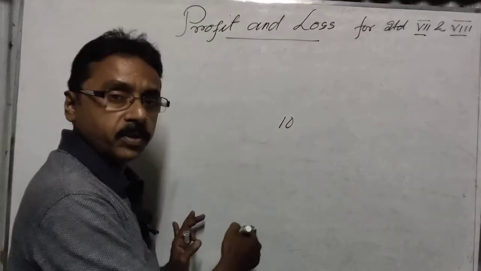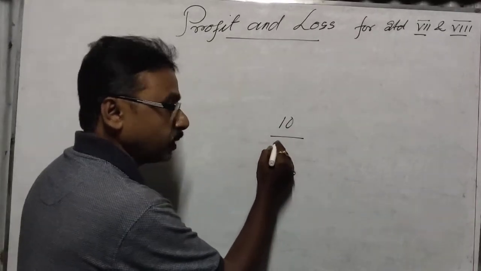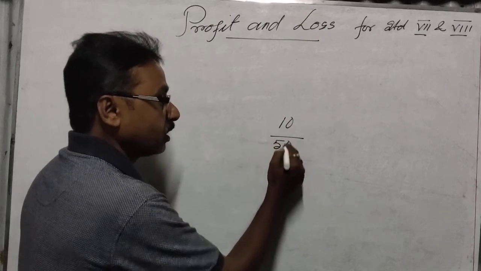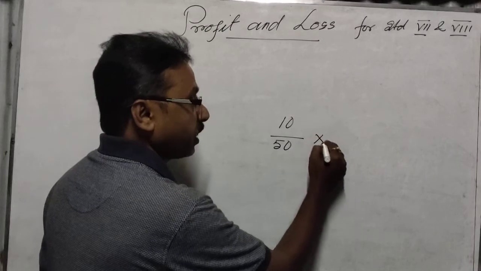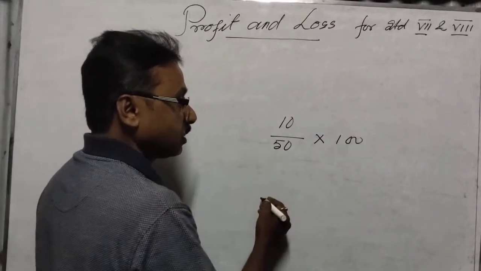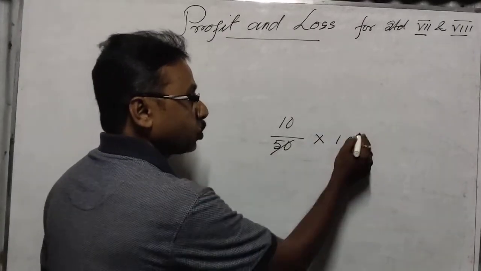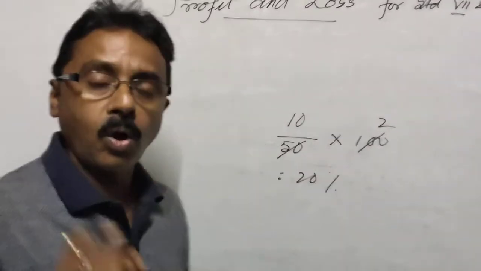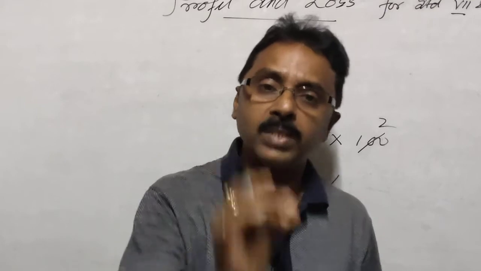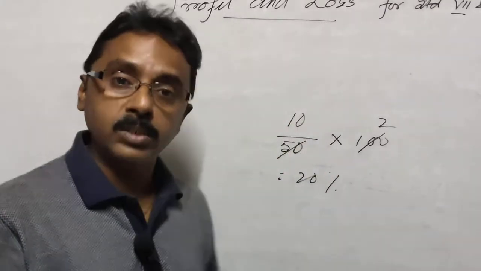10 is the profit. So 10 by CP, how much? 50. So 10 rupees profit is made out of 50. So out of 100 is how much? That means 20% is the profit percent. So loss percent or profit percent is always calculated on the cost price.